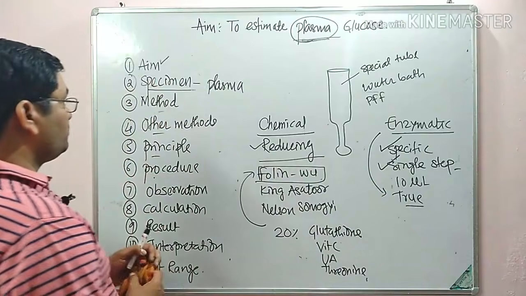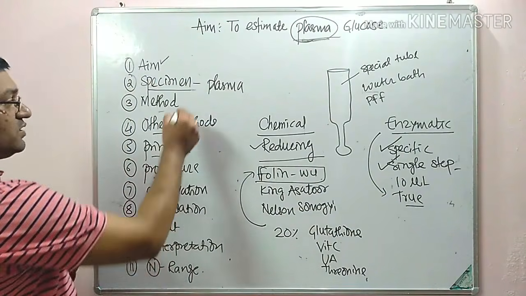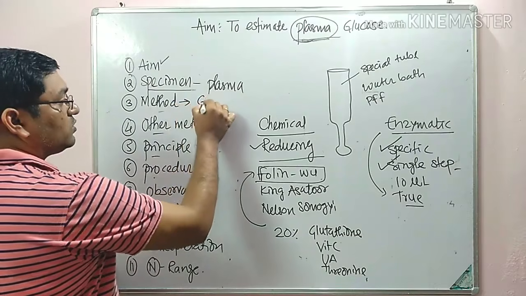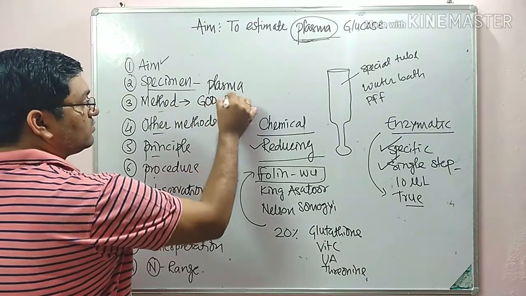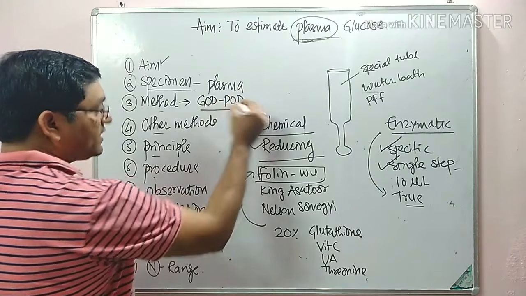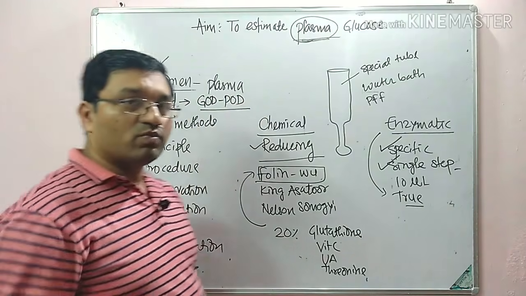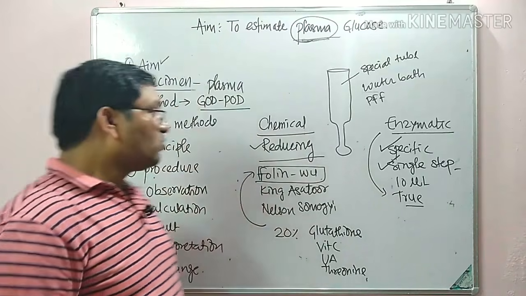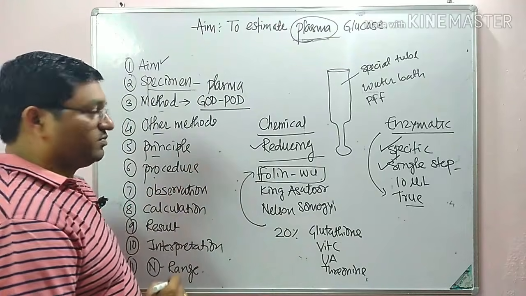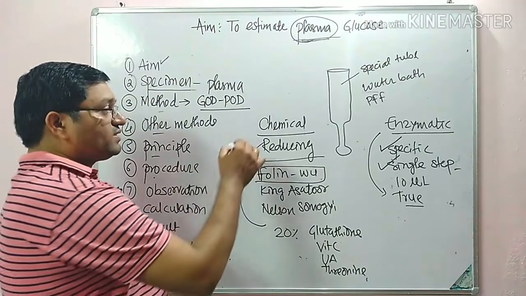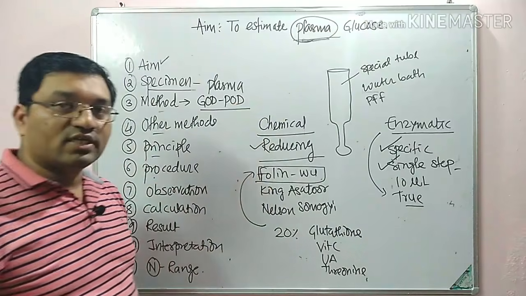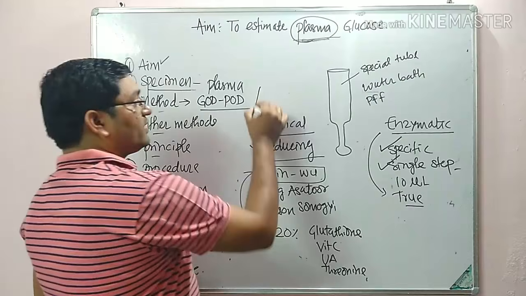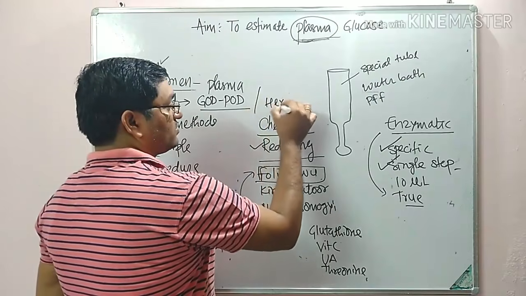Now coming to the method of estimation, we'll discuss here the GOD-POD method, that is glucose oxidase peroxidase method, which is used in most of the places. Now in some places, like higher institutes or tertiary care centers, it is replaced by the hexokinase method.